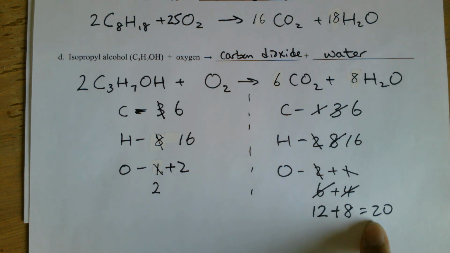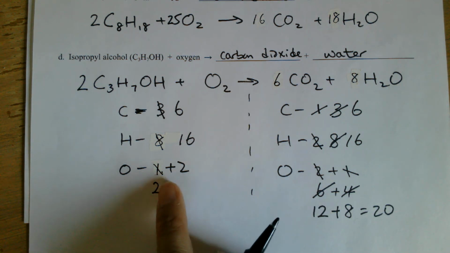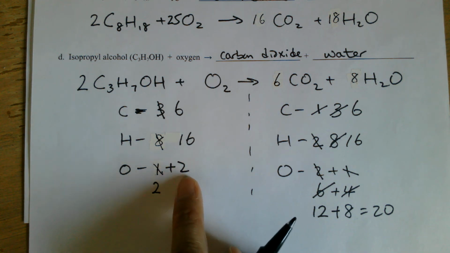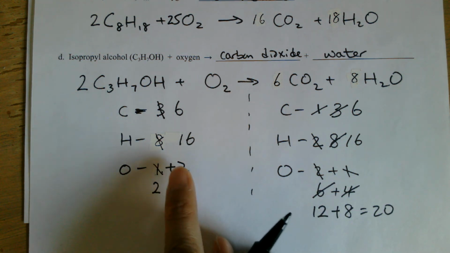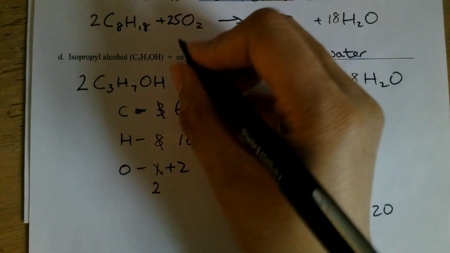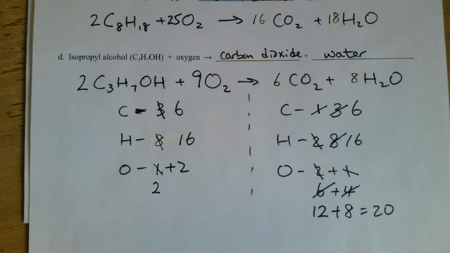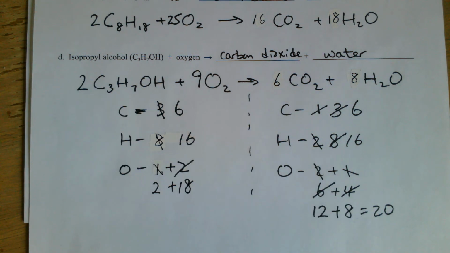So in order to get to 20 oxygens on the left side, right now we have 2 plus 2. So if we change this to 18, we will get 2 plus 18 equals 20. So in order to get this to change to 18, we need to multiply this by 9. If we multiply our O2 by 9, we will get 18. And that gives us 20 oxygens. And that is balanced.